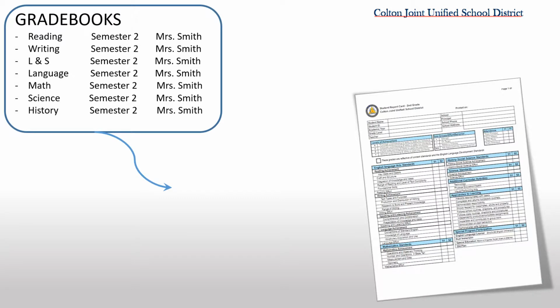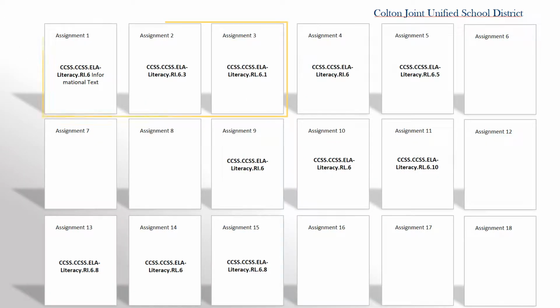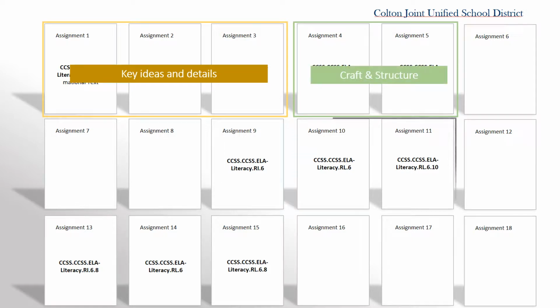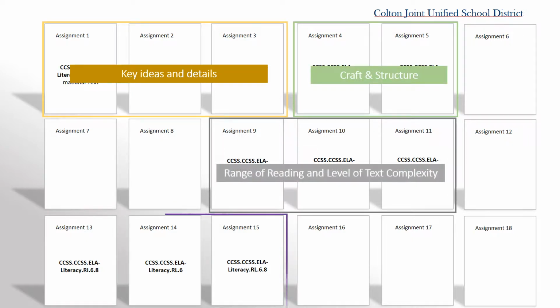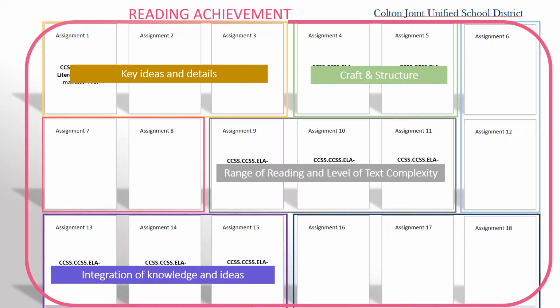That's why the first step after the grading window opens is data links. Data links took those assignments with standards and did the work of associating the scores on those assignments to clusters and to the achievement fields on the report card for you.